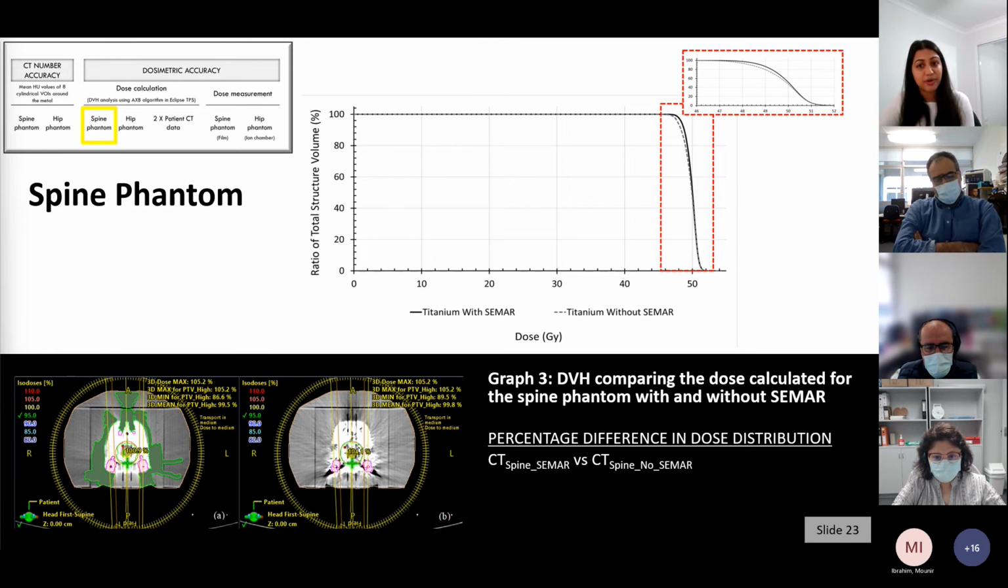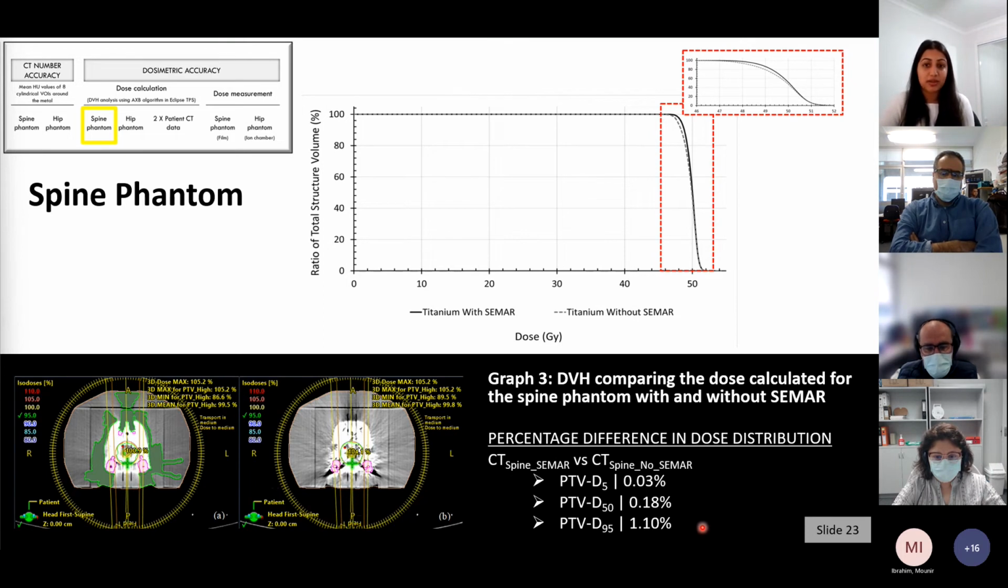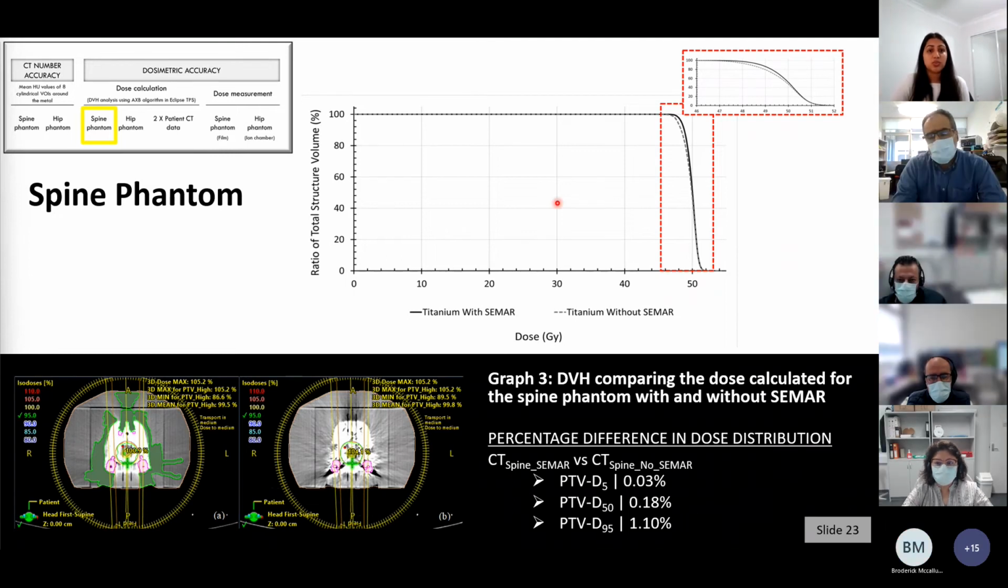And based on this DVH analysis, the percentage difference in dose distribution between CT spine SEMAR and CT spine no SEMAR for PTV D5 was 0.03%. For PTV D50, it was 0.18%, and PTV D95 was 1.1%. And the dose calculated on the dataset with SEMAR and the dataset without SEMAR shows near identical dose distributions with clinically negligible dose difference.